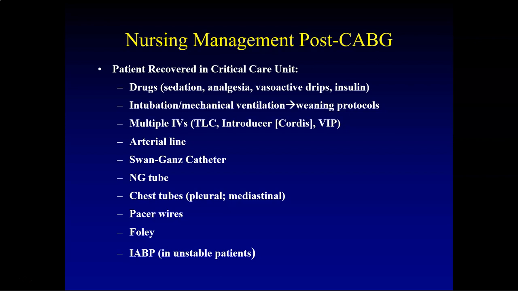Multiple IVs. And when I say multiple IVs, I really mean probably two central lines or one central line and a Cordis. A Cordis is a large bore central line. We're going to have an arterial line monitoring constant blood pressure, a Swan-Ganz catheter usually in these patients to monitor, as we talked about last week in the lecture, left-sided systolic and diastolic functionality, as well as our pulmonary pressures. We're going to have an NG or an OG tube.